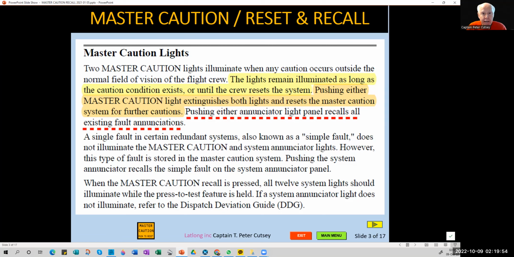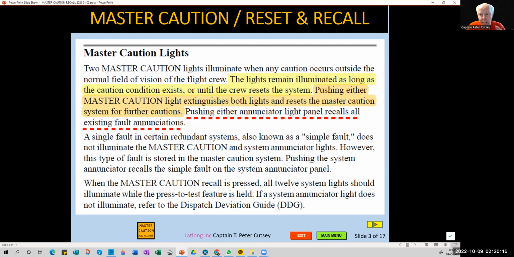Both lights indicated systems that were out of our normal field of view. We looked up and identified the elect lights. There was more than one that triggered that light. And we looked over to the hydraulics and we saw the reason why.